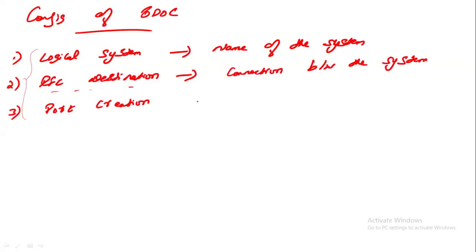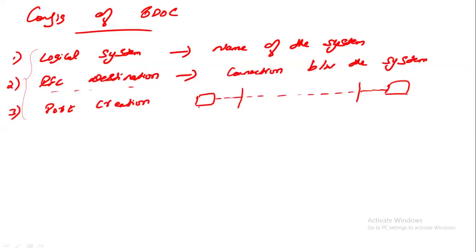So this is one system. This is the other system. And the information is going from this system to this system, or the information is coming from this system to this system. So port is nothing but building a gate. Port will be created for both the systems. Port is nothing but a gate.